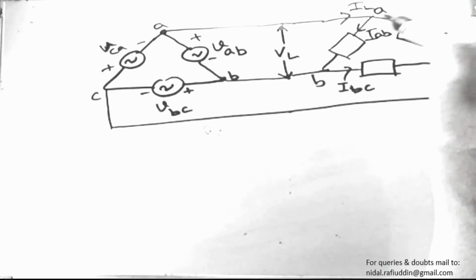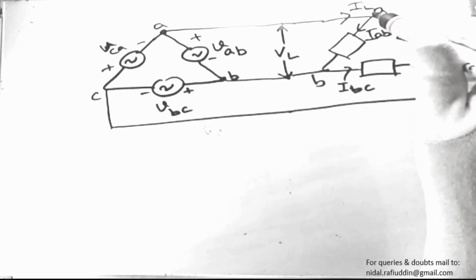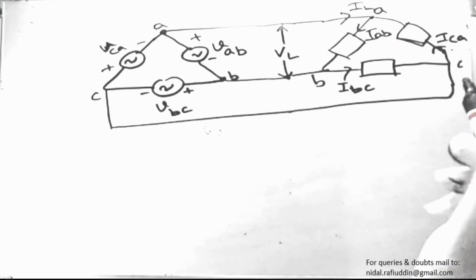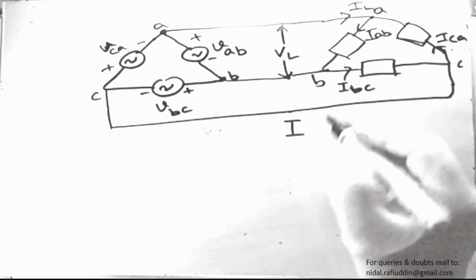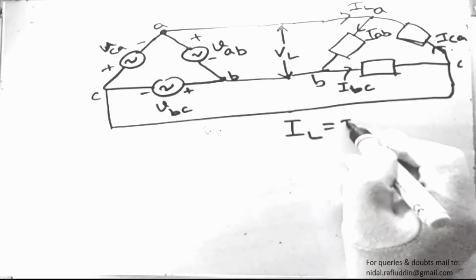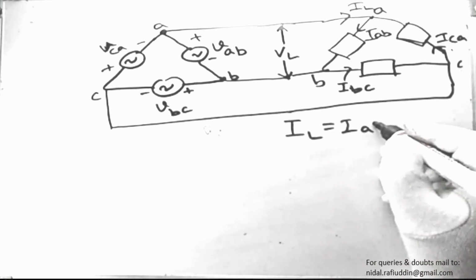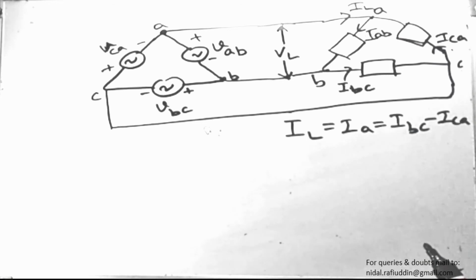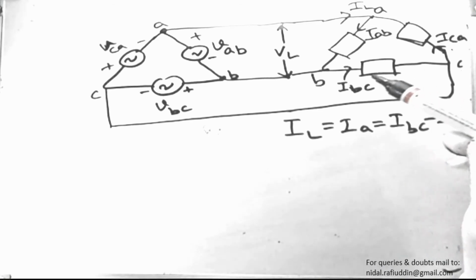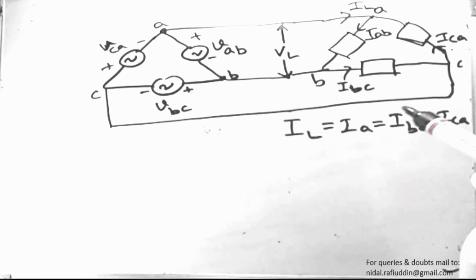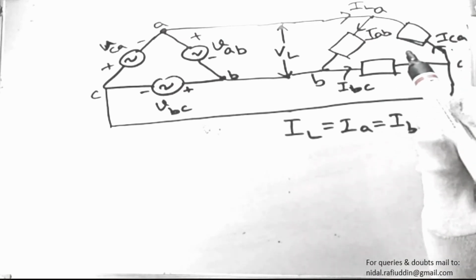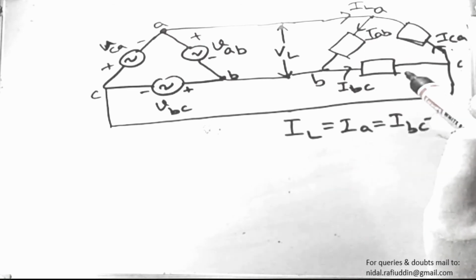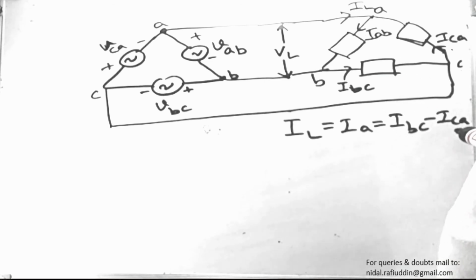So we see that the line current that comes from this line will be divided into two currents, IAB and ICA. Let's write this current IL simply as IA, since it flows through terminal A, and IA can be written as IAB minus ICA. Similar relations can be found for the currents that flow through terminals B and C. Now if this is a balanced load situation, the magnitudes of IAB, IBC and ICA will be equal, but they will be displaced by an angle of 120 degrees.